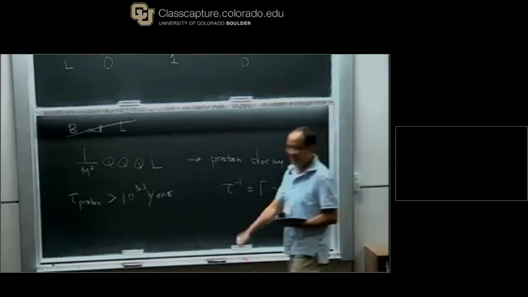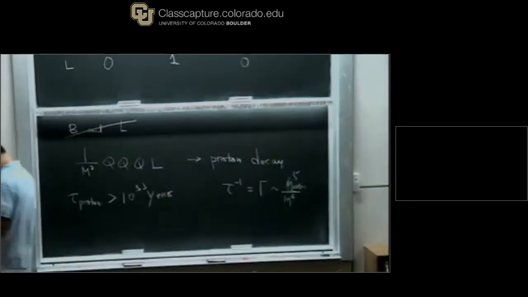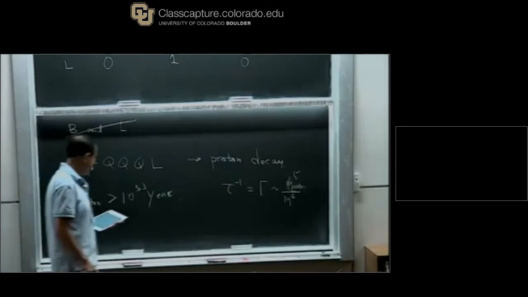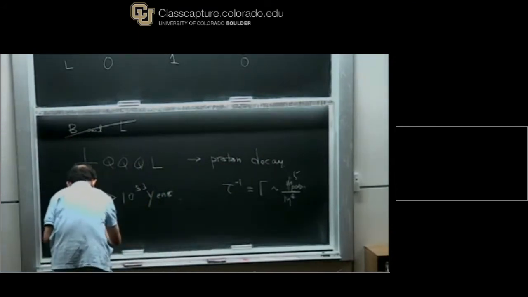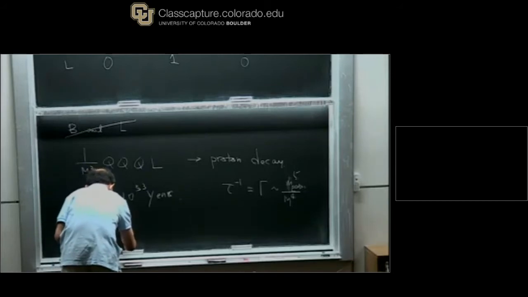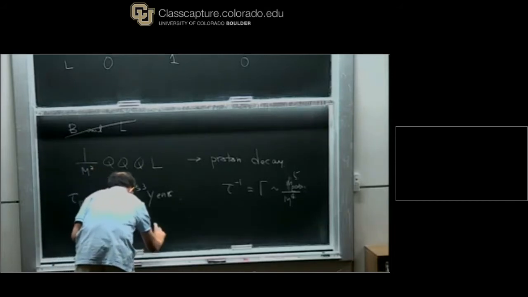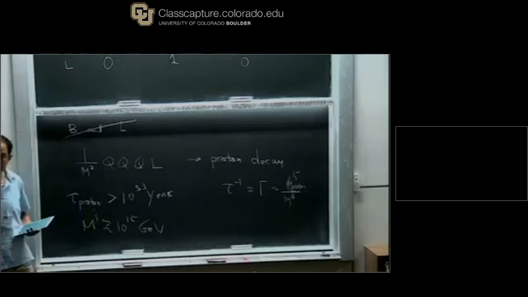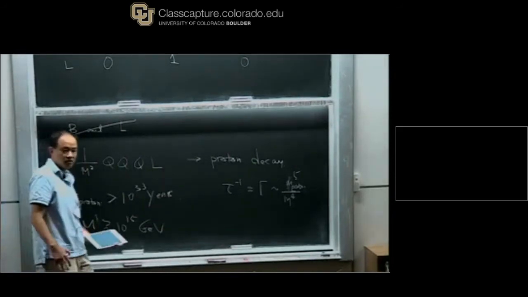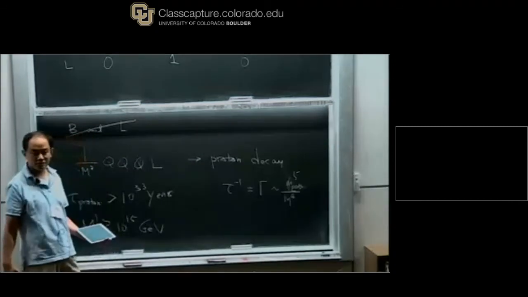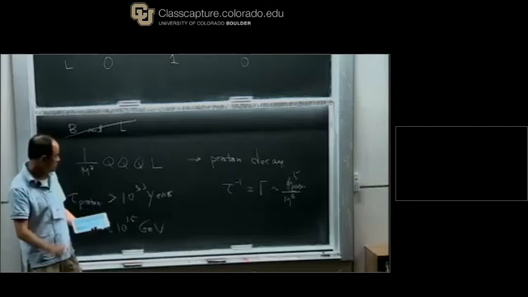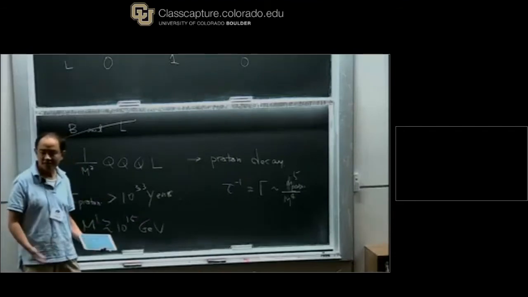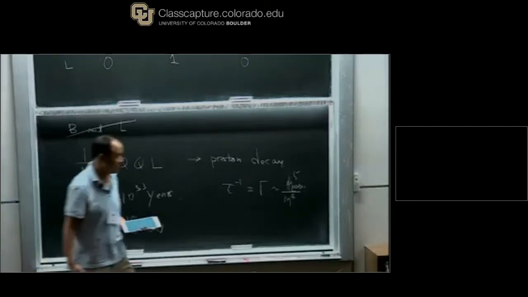Okay, so, all right. Anyway, if you plug in and do a slightly better calculation, this is roughly speaking 10 to the 15 GeV. So this is what kills the first generation of grand unification theories. By the way, they have this operator, but they unify around the 10 to the 14 GeV scale. So this will give you a proton lifetime that is too short.